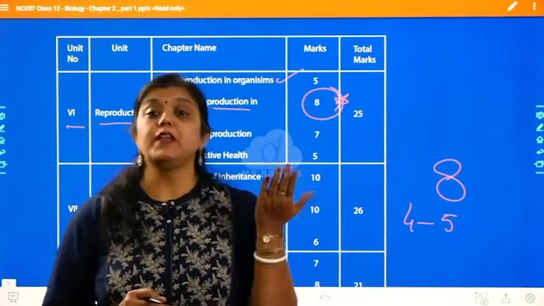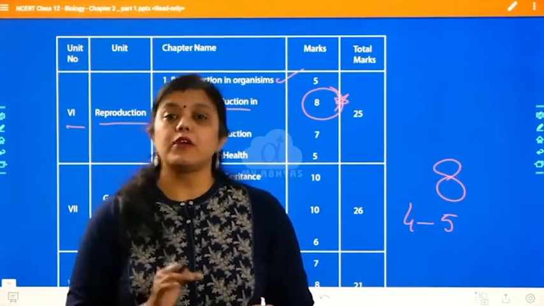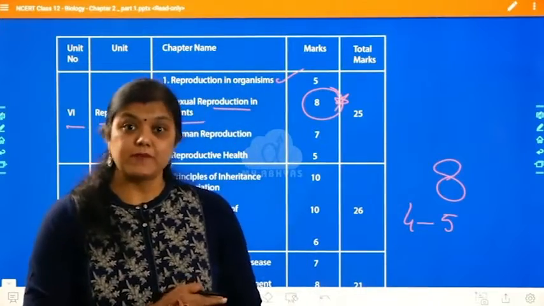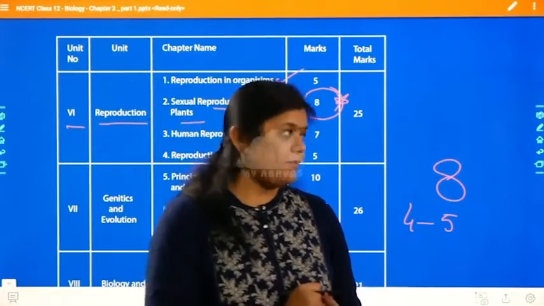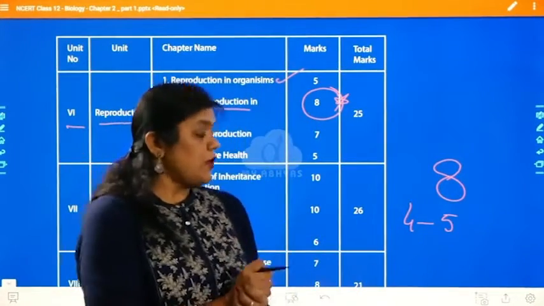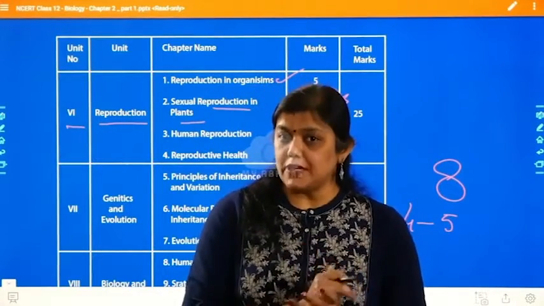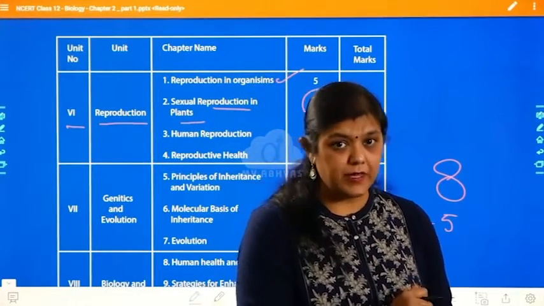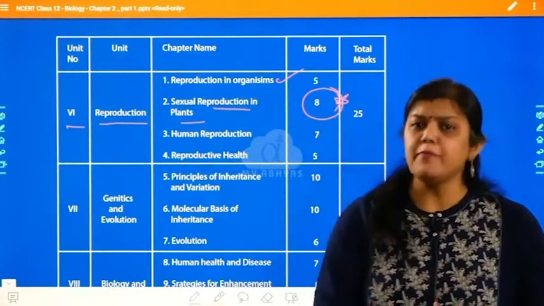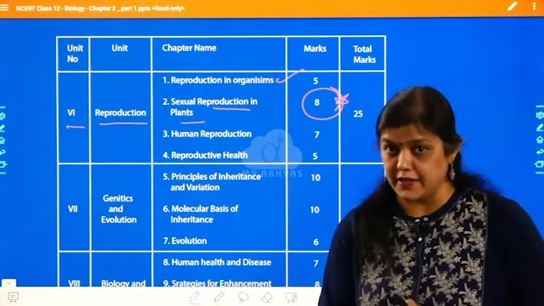That will automatically push your rank if you are really looking for a good rank in the competitive exams. So what I mean to say is this particular chapter, sexual reproduction in flowering plants, is one of the very important chapters of your second year.